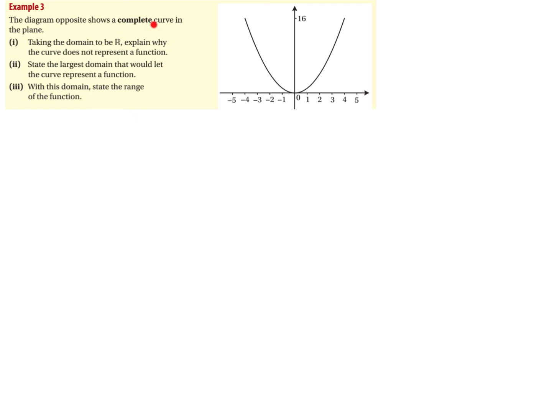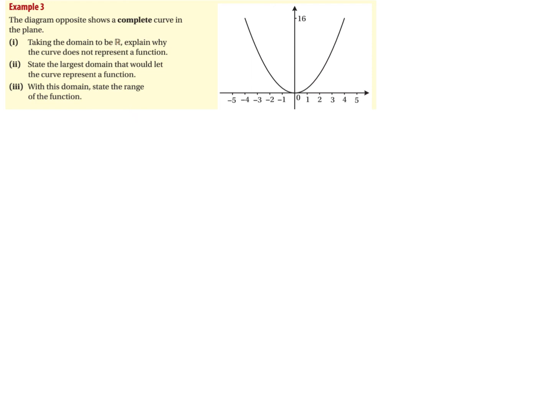So it says, taking the domain to be equal to R, explain why the curve does not represent the function. Well, if the domain is R, that means that we have to have an output for every x value, because domain, remember, is the input. If we don't have an output for every input, then it is not a function. We are saying that we want the input to be all of the real numbers, and all the real numbers essentially go from minus infinity to positive infinity.